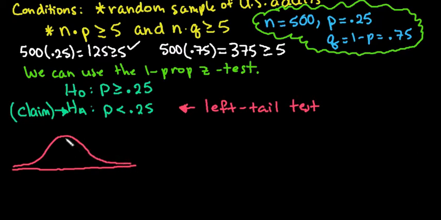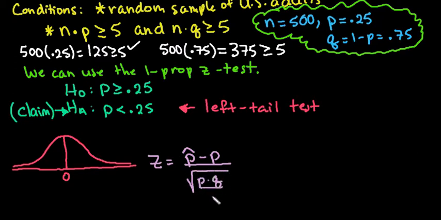And I'm going to label this with the p-value because I'm going to use the p-value decision rule, as well as the standardized test statistic that I get after I run it in the calculator. So to find z, our formula is p hat minus p divided by the square root of p times q over n. We've already established that n is 500, p is 0.25, and q is 0.75.